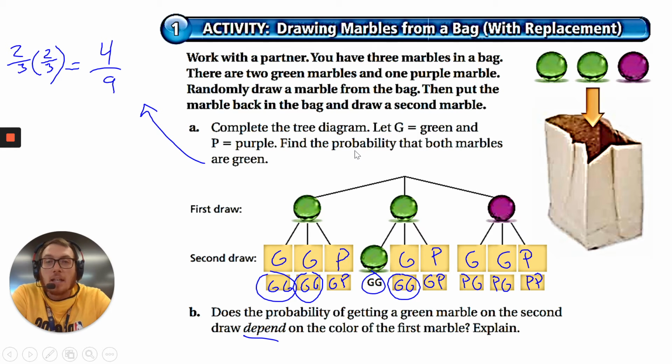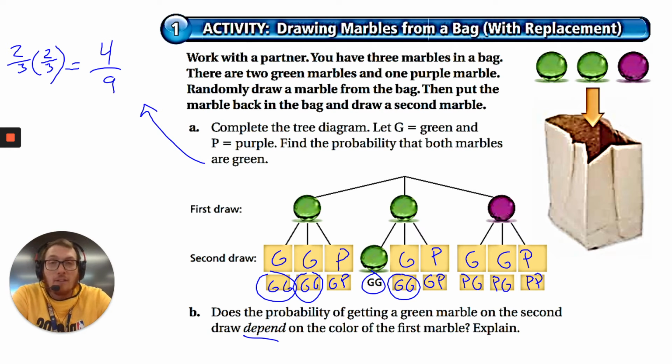And then the question is, find the probability both marbles are green. Well, one way to find that is based on the sample space that I just wrote out. These 9 options, how many are green, green, or both green? 1, 2, 3, 4 of the 9 options. That's one way to find that probability.